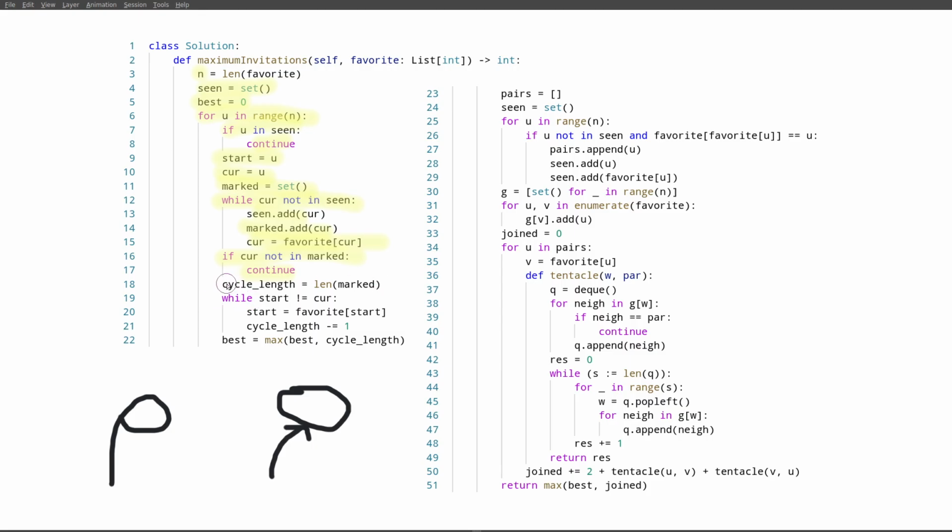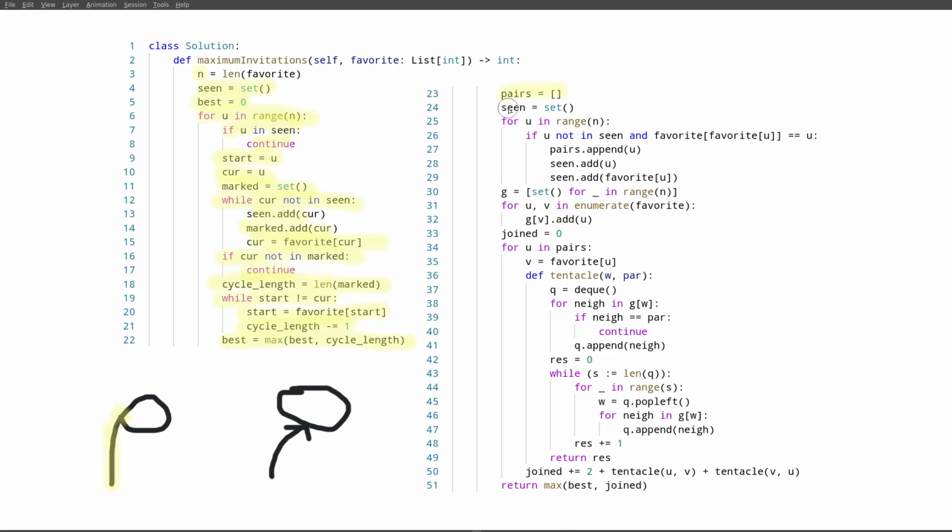The length of that cycle is just the length of all the nodes that we've seen, but we have to remove this tail. This tail starts at node start. We have reached back to the cycle on node cur, so while start is not equal to cur, we go one step forward and remove one node from the cycle. Of course, we want to remember the best cycle. This is the first part, and now the second part for all the pairs.